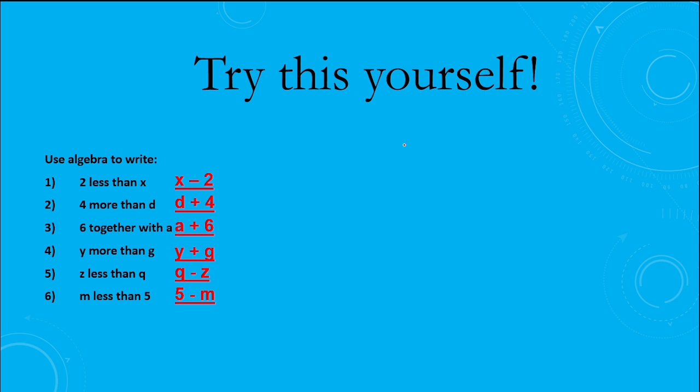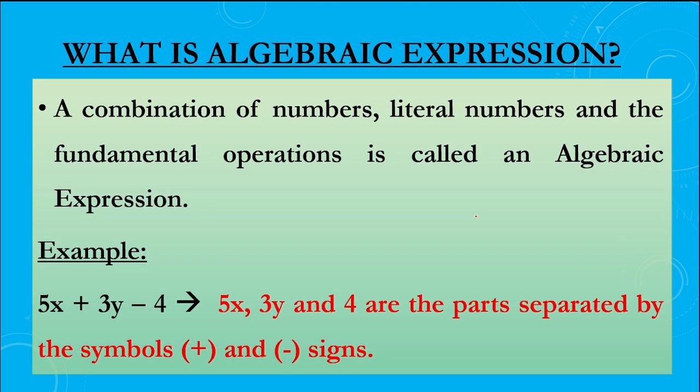Also remember twice of z. Twice of z we can write as 2z. Also quotient. Quotient of x and y. So we can write x by y. Understand?